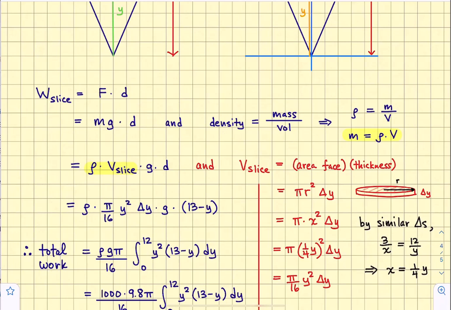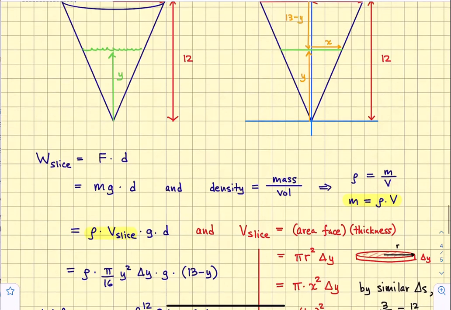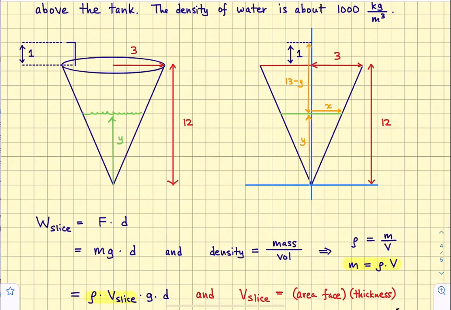So the total work will just be integrating this. And we'll go ahead and pull out the rho, the g, the pi, and the 16. And that's going to leave us with an integrand that is y squared times 13 minus y dy. And now we see that the limits of our integration, our slice heights, that's what y stood for, could be as low as 0, and our slice heights could be as high as 12. They don't go above 12. This is the distance that we're going to move our slice through, but our slice heights themselves could be as low as 0 and as high as 12.